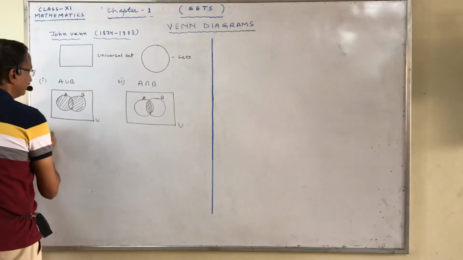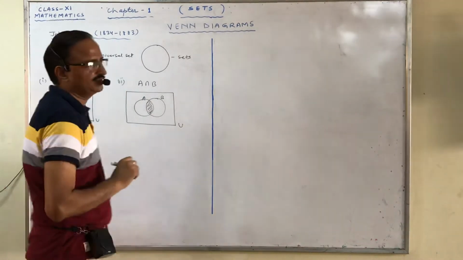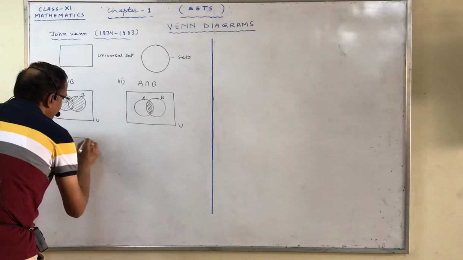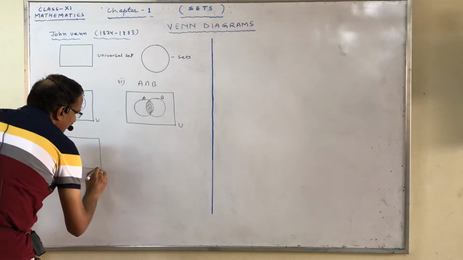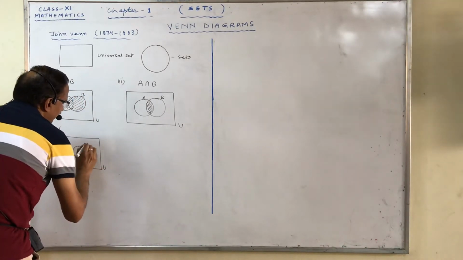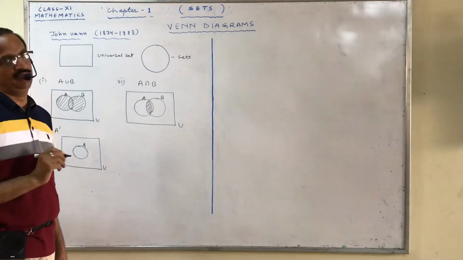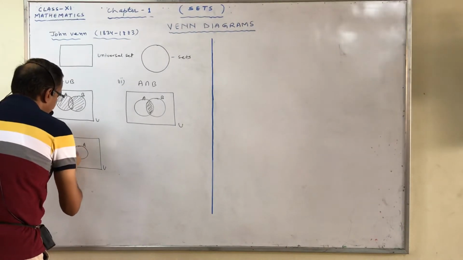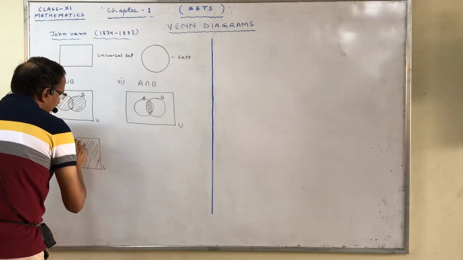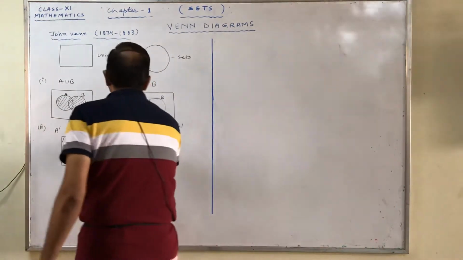Now the third is A dash, which means complement of set A. So for this only one set is required. Suppose this is U and this is set A. It means the elements of U except A. The remaining elements of U except A represent A dash. Okay, children?